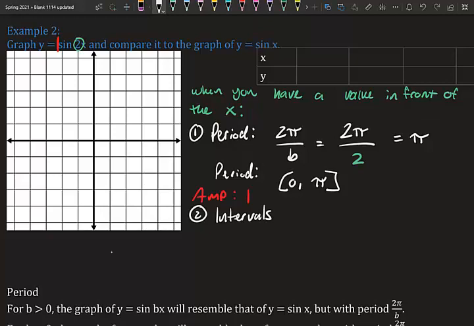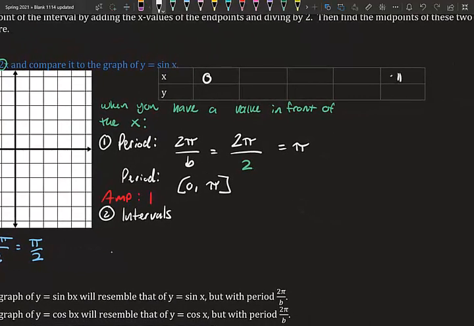So the first interval we find is what's the middle between 0 and pi. So to find our first interval, 0 to pi, so 0 plus pi divided by 2, that's just pi over 2. So we have 0, pi, and then right in the middle we have pi over 2. So our period is what x can and cannot be. X can only be between 0 and pi. And then smack dab in the middle of 0 and pi is pi over 2.